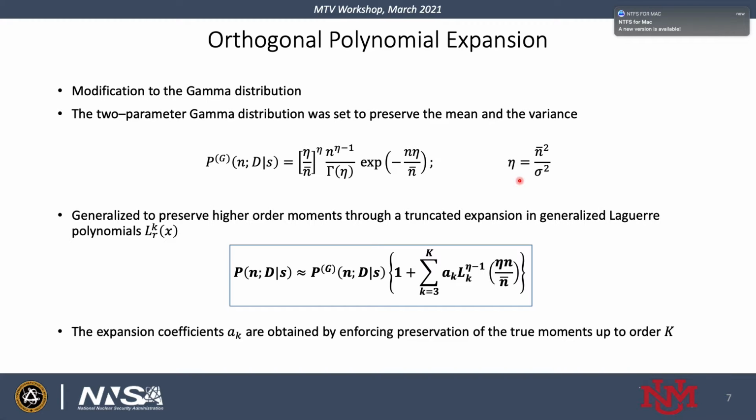So using this method, we're able to derive distributions that preserve higher order moments as well, not just the first two. This is done through a truncated expansion in generalized Laguerre polynomials, which leads us to the distribution you see boxed here. A couple things I'd like to point out here. One, the expansion starts at k equals 3, since the gamma distribution preserves the first two moments, and you can see it depends on these expansion coefficients, a sub k. Those are obtained by enforcing the preservation of the true moments up to an arbitrary order.